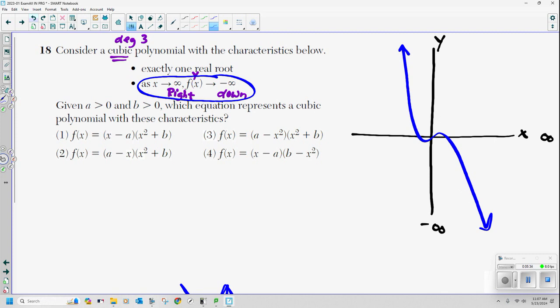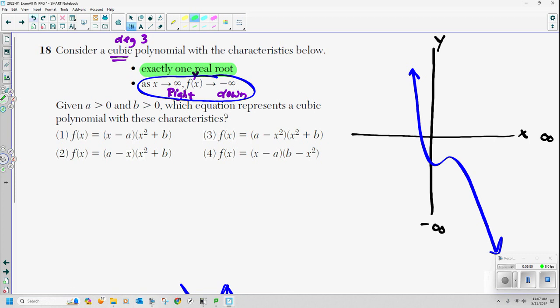It should. But look what the first bullet says. This is exactly 1 real root, which means it's only going to really touch the x-axis for real only once. It's going to look like this. So let's take a look at our options.